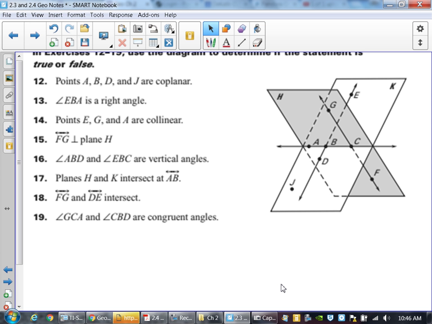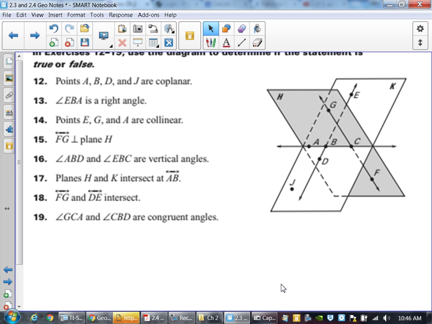Are points E, G, and A collinear? They're not on the same line. They're not on the same plane either. Point E is on plane K. G and A, well, A is shared between them, but G is on the other plane. They're on different planes, so they're not going to be collinear.